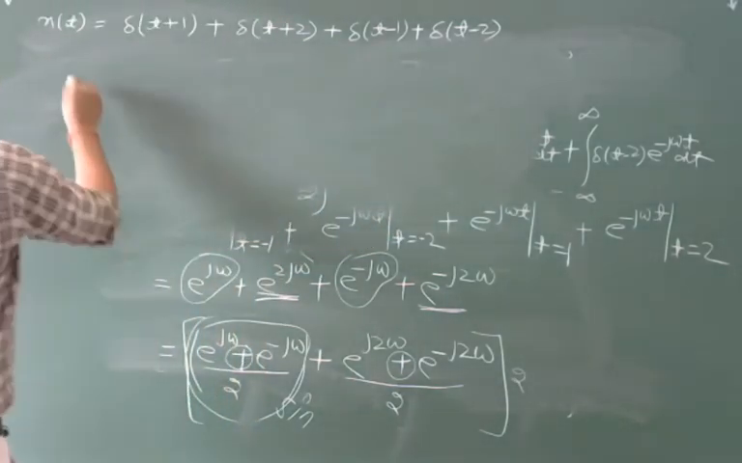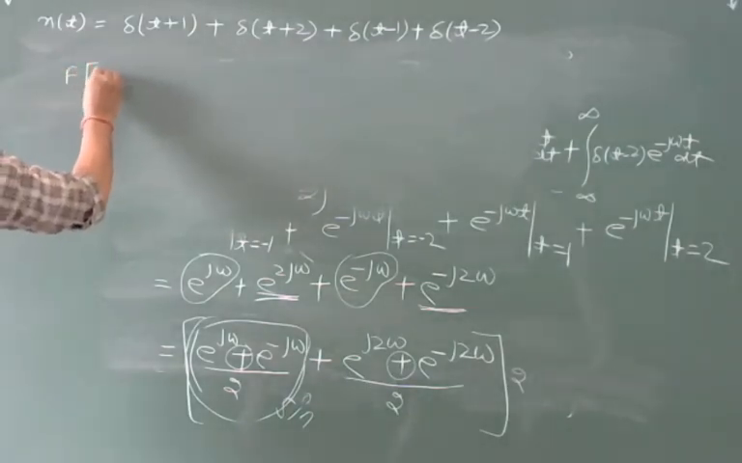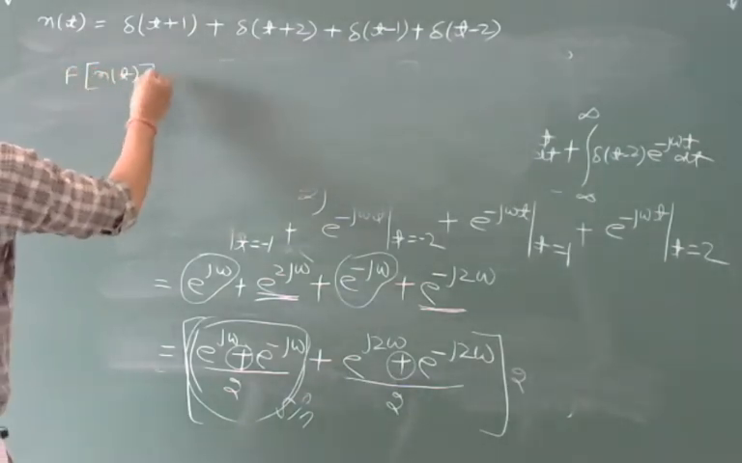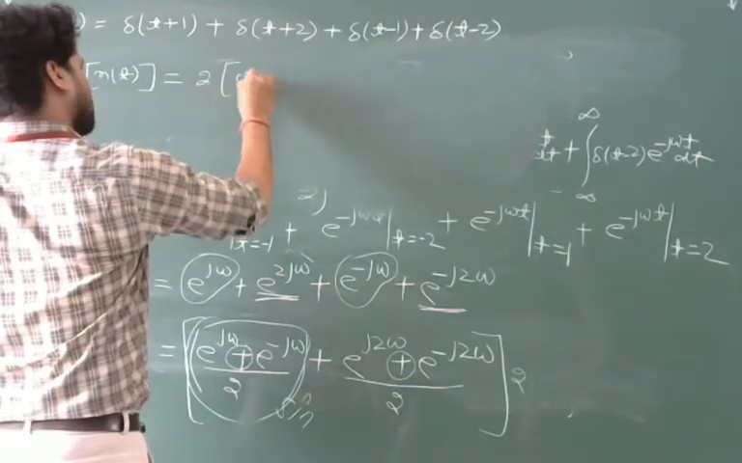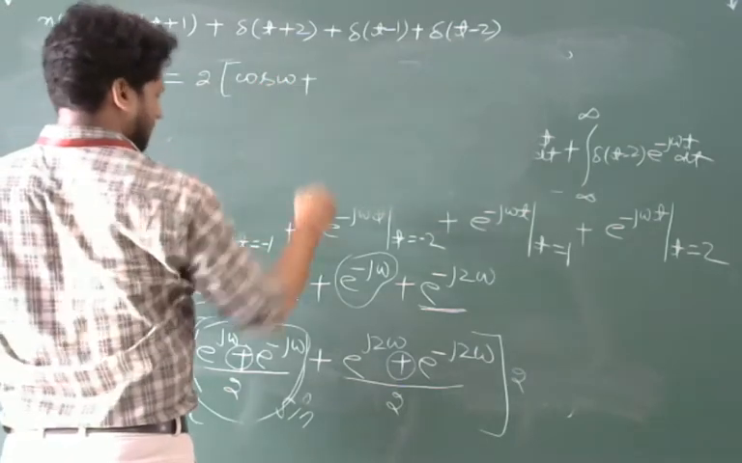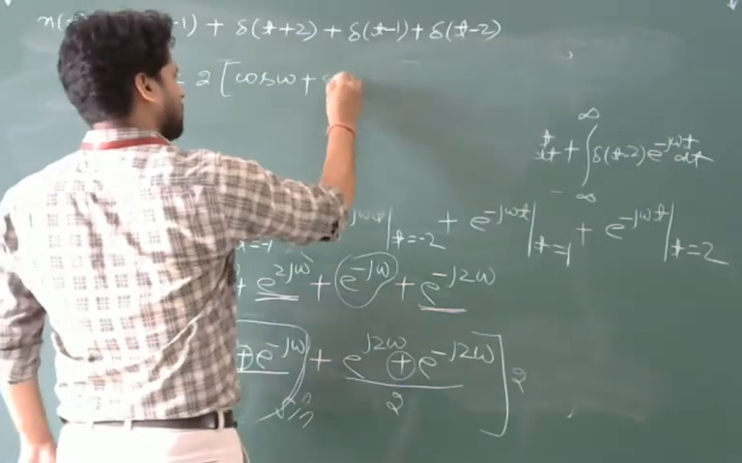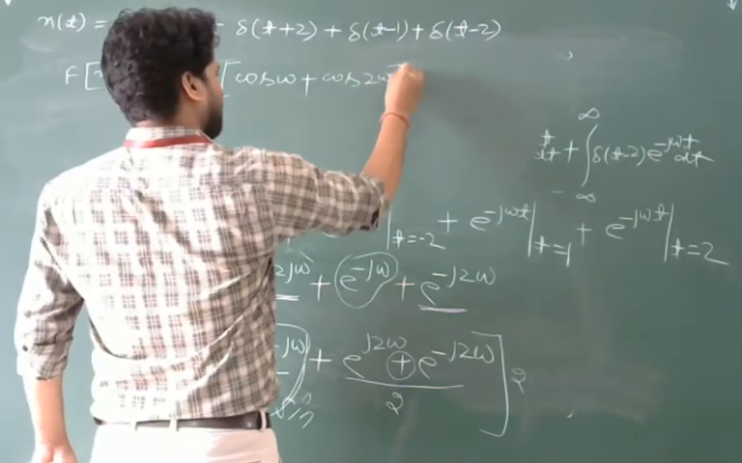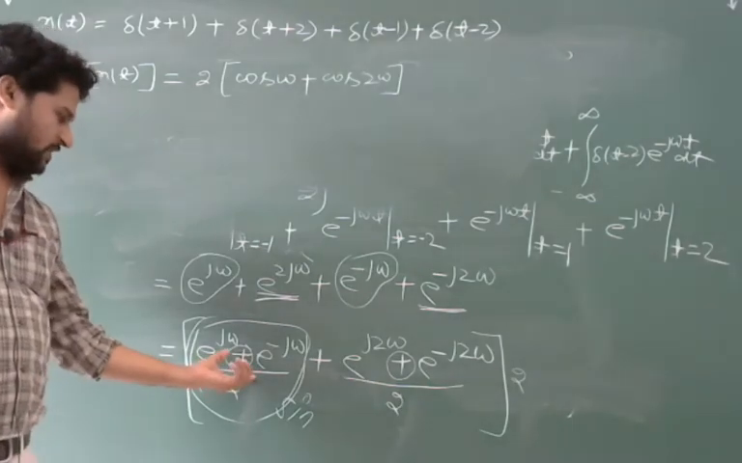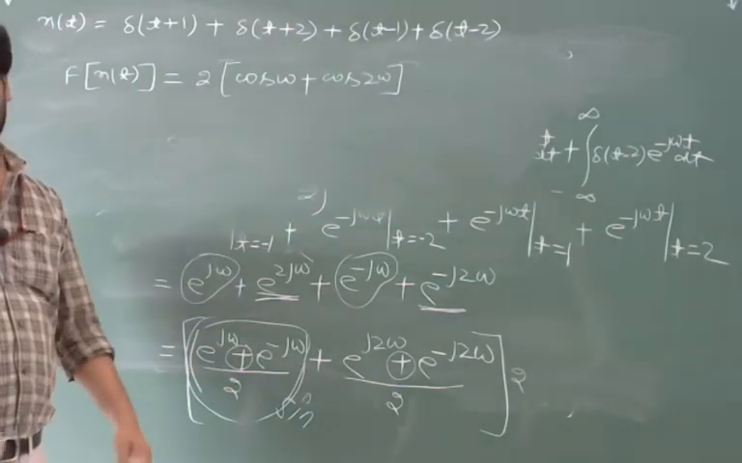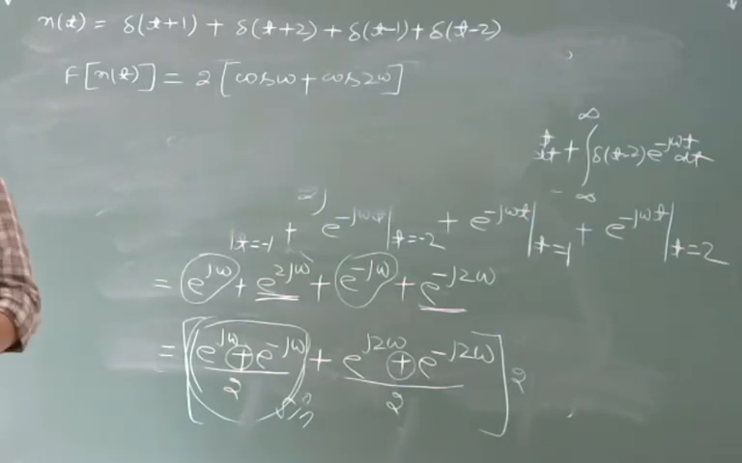It means that the Fourier transform of x(t) will become 2 times cos ω plus cos 2ω. It was a mistake; since it is plus given here, it will be converted into cos. Now this is the example in which we can apply the direct formula to find out the Fourier transform of the signal.